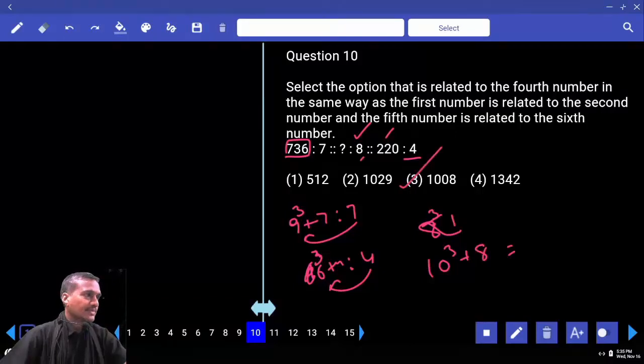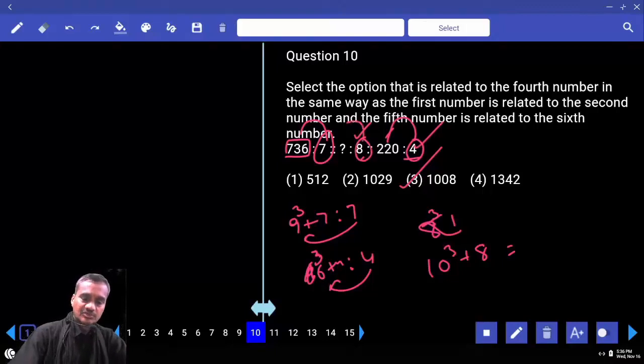1008, choice 3. Now follow here. Here it is 7. 7 plus 2, 9. 9 cube plus this number 4. 4 plus 2, 6. 6 cube plus this number 8. 8 plus 2 is 10. 10 cube plus this number. 1008, choice 3, question number 10.